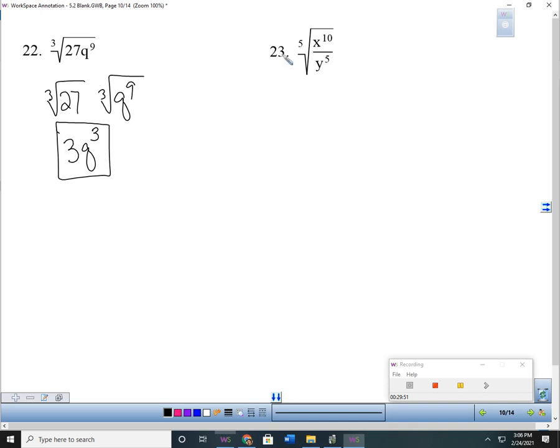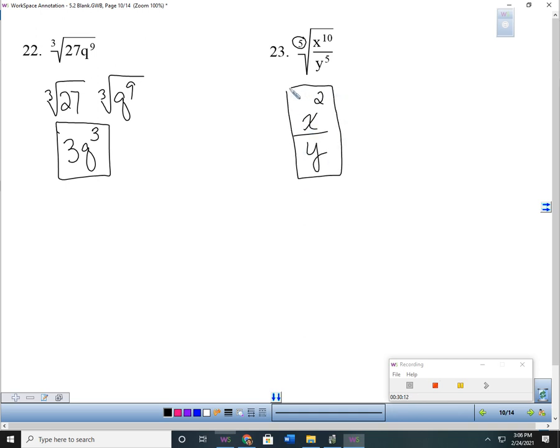On 23, what do you know about both of these? They are perfect 5th roots. So let's just figure it out. What is the fifth root of x to the 10th? X to the second. And what is the fifth root of y to the 5th?